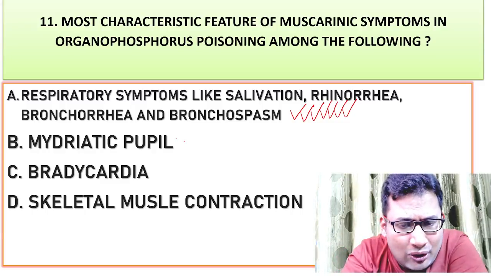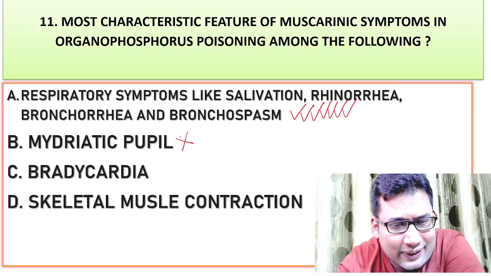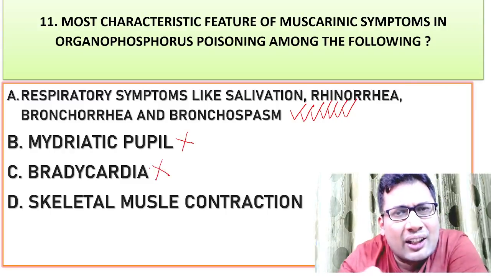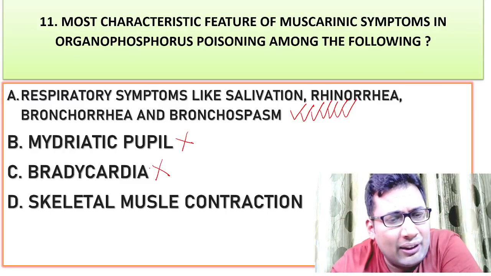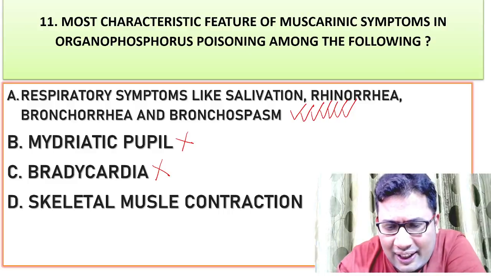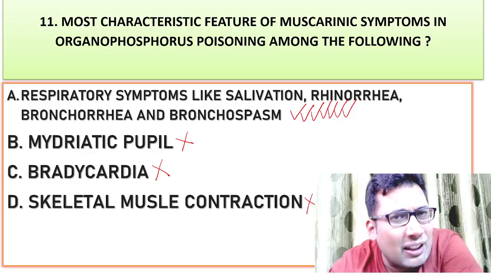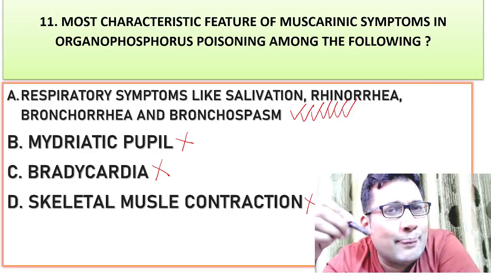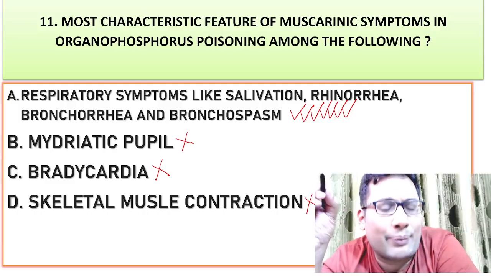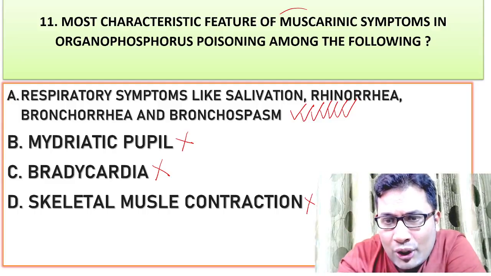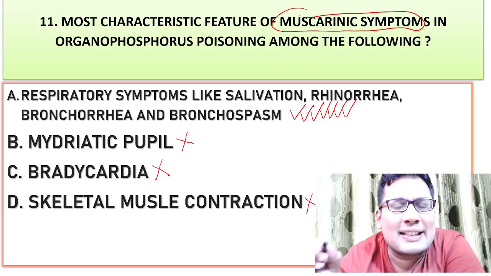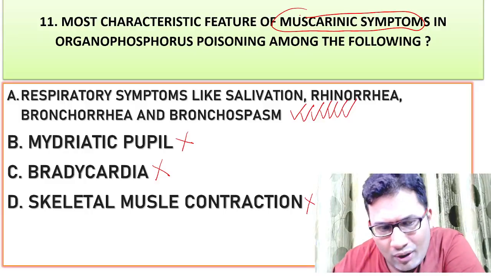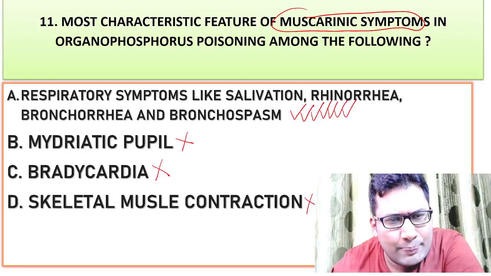See, mid-radic pupil not the answer because there is a miosis. Tachycardia, bradycardia, yes, both are seen. I will go with option A only. Skeletal muscle contraction, so muscle fasciculation, all these are the important feature of nicotinic symptom, not the muscarinic symptom. So I will go with the option respiratory symptoms. Question number 11. Question number 12.